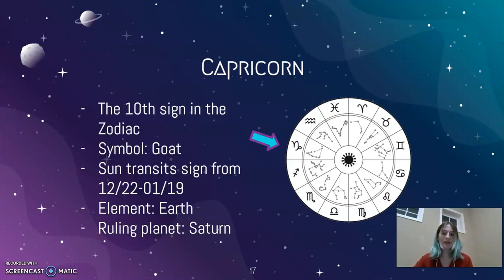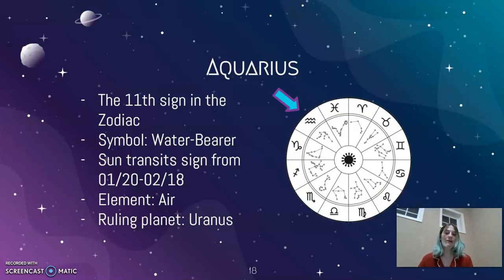Capricorn is the 10th sign. The symbol is goat. Transits December 22nd to January 19th. Element is earth. Ruling planet is Saturn. And by the way, I will get into the elements. I will get into the planets, the ruling planets. I'll get into symbols. These are just, again, the basics.